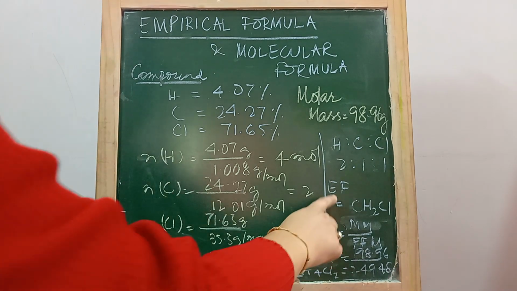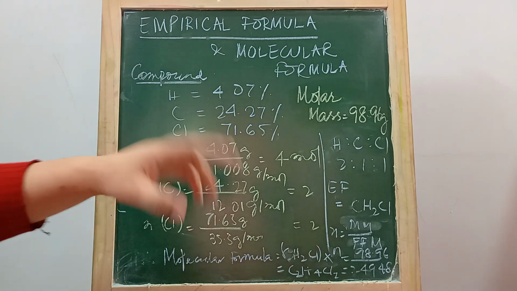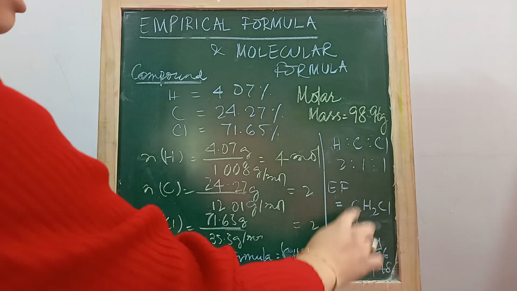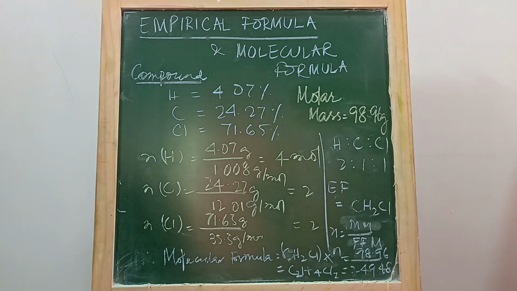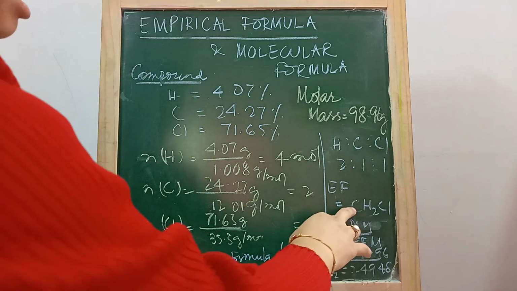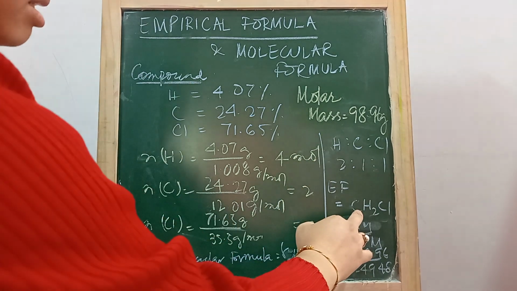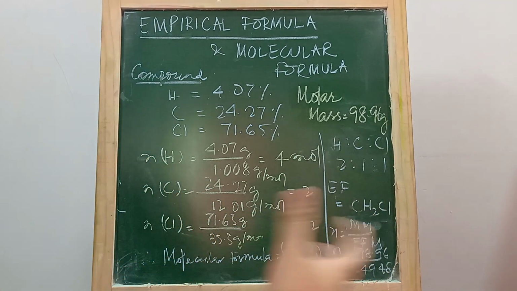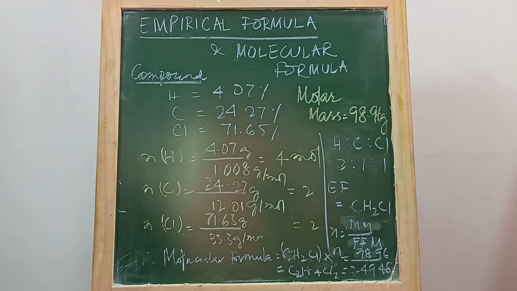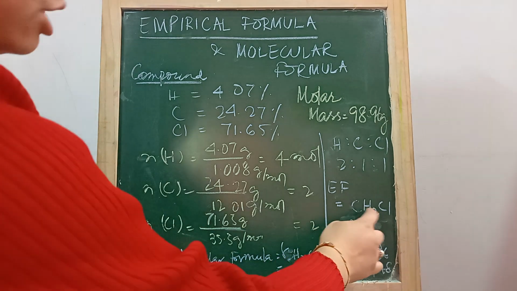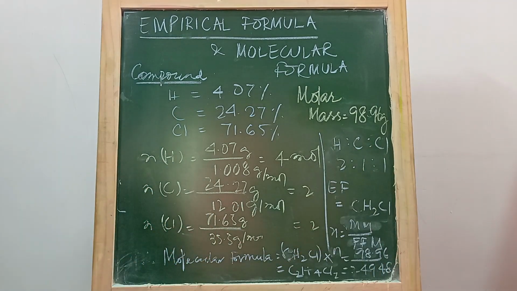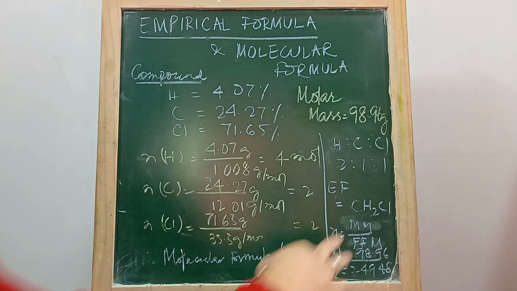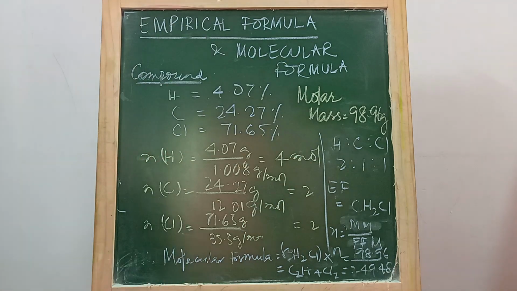How will I write it? I'm just writing EF for empirical formula, the short form. We generally write the carbon first, whenever this is a carbon compound. So C, then C1, H2, and Cl1. We do not write 1 in the formula. It's a convention, there's no need to write 1. So CH2Cl is the empirical formula of the compound.